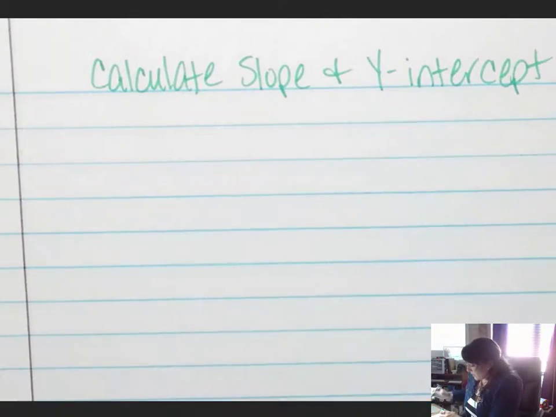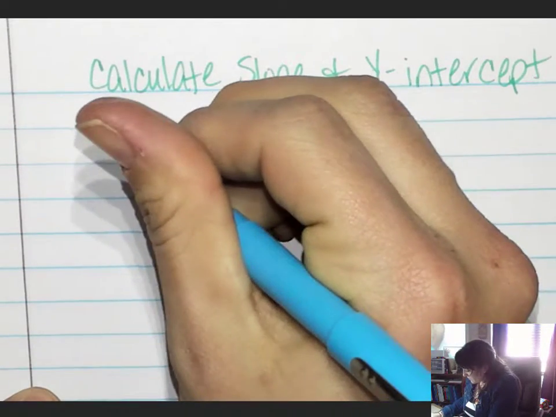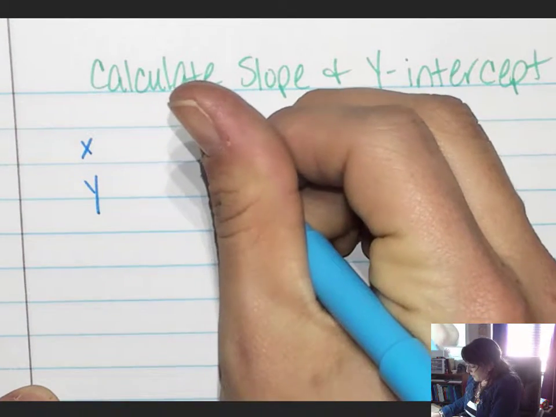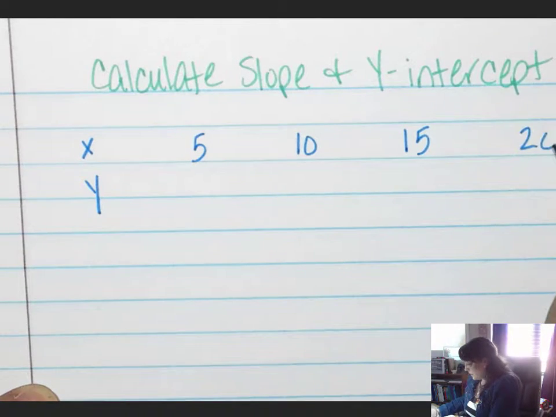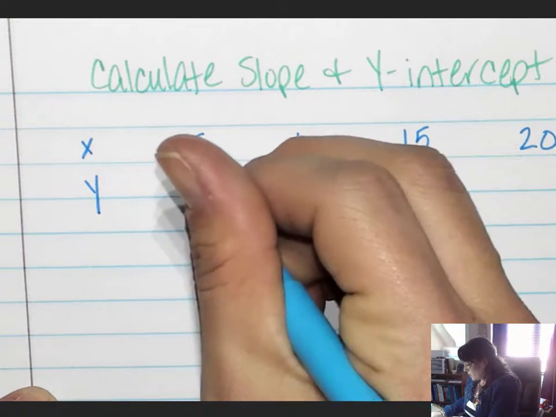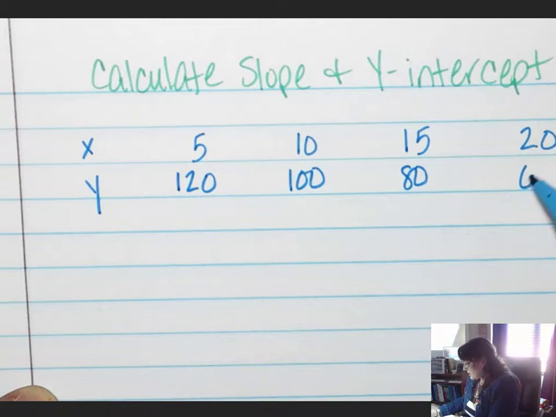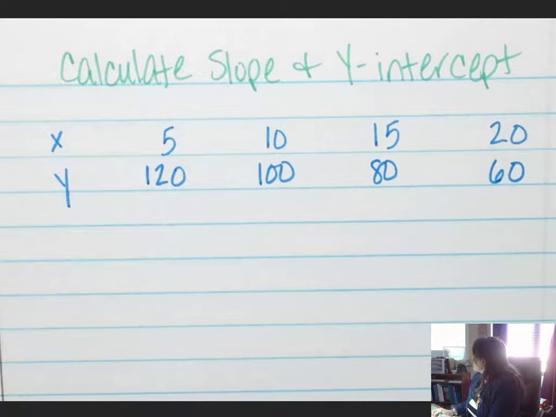Great. Your table, we're going to do an XY, and we're going to find the slope and the y-intercept from a table. So if you have an X and a Y, remember X is always on top. Your X values are going to be 5, 10, 15, 20. And your Y values are 120, 100, 80, and 60. All right.